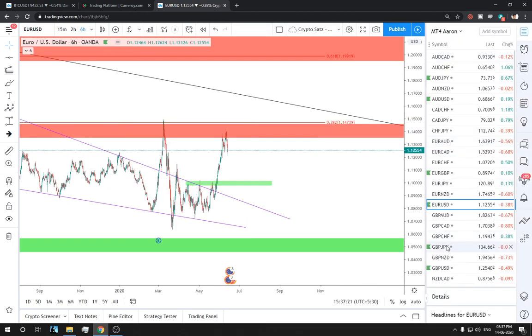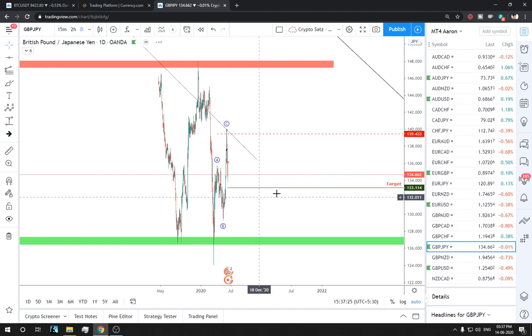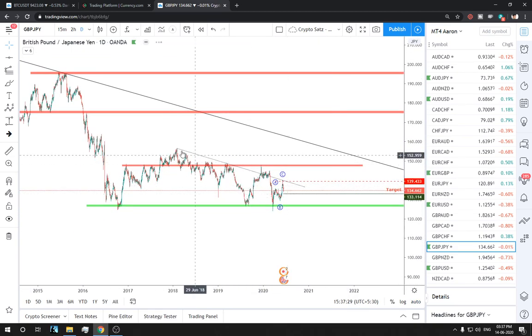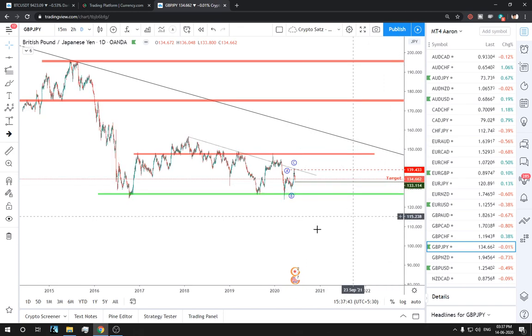Let's look at the next pair, GBPJPY, 1 day. GBPJPY was resisted by this trend line. The price stopped here, formed a head and shoulders pattern and then dumped. Actually, we took this head and shoulders trade. I posted the targets in my last videos, but the targets had to be achieved.